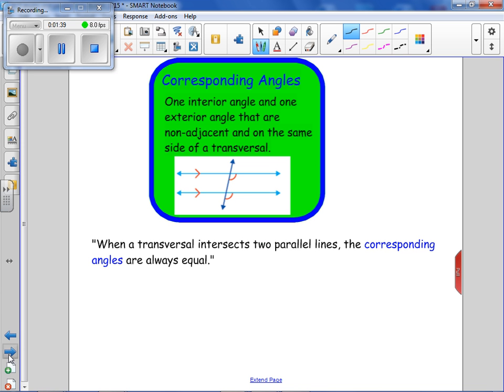Corresponding angles are one interior angle and one exterior angle that are non-adjacent, which means not next to each other, and on the same side of the transversal. When we have a transversal that intersects two parallel lines, those two angles are going to be equal to each other.